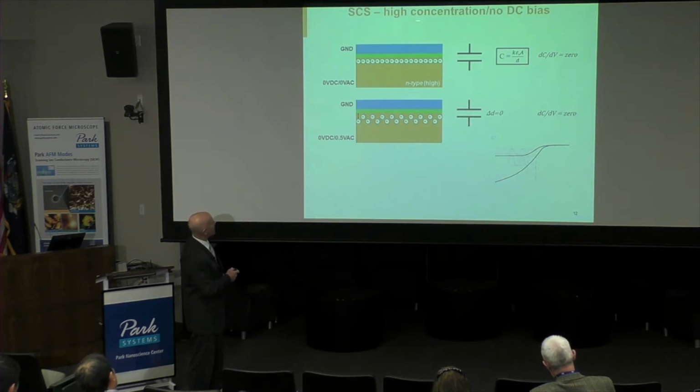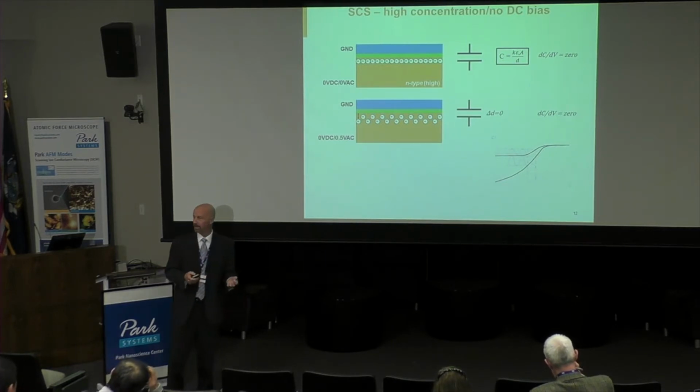Now, let's look at the situation where we've got a high concentration. So we've got a heavily doped N-type silicon.